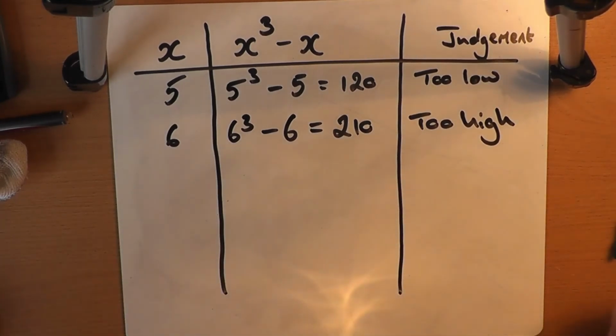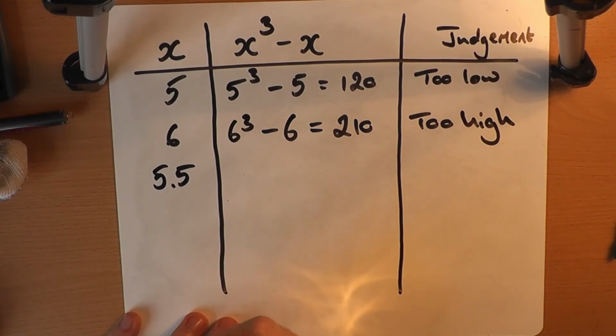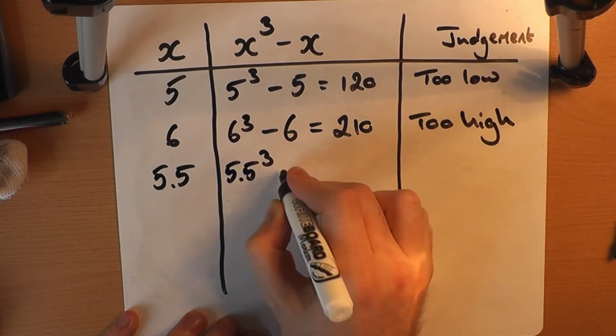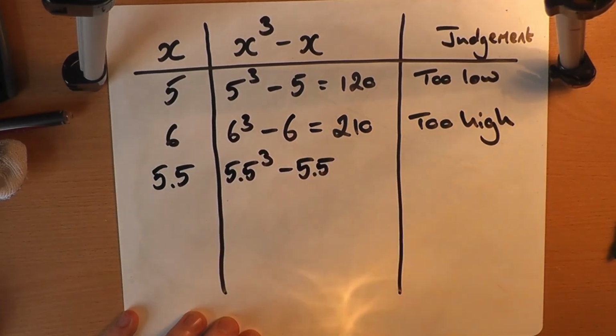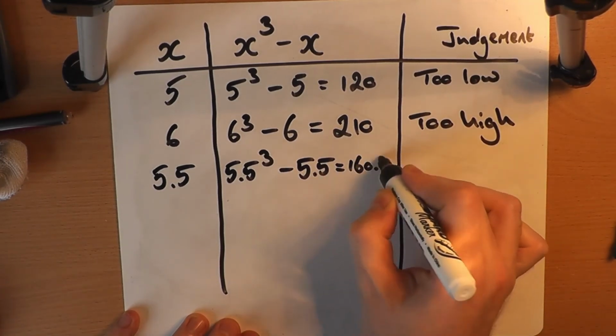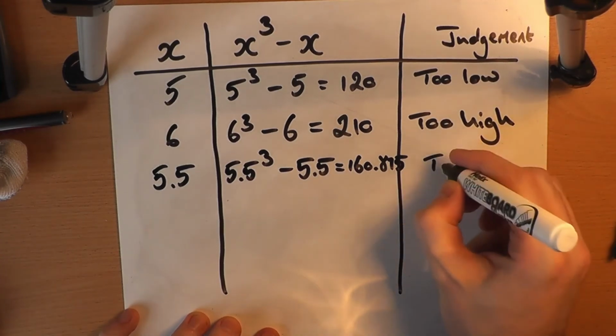But, as with last time, we can save ourselves half a job and only leave some of the numbers in between 5 and 6 to test if we choose our next answer very carefully. So we are, exactly like last time, going to go straight down the middle and test the 5.5. We're going to substitute that into our equation. This is where the calculator particularly comes in handy. 5.5 cubed, and then take away a copy of 5.5. Doing that, we should get 160.875, which is too low.